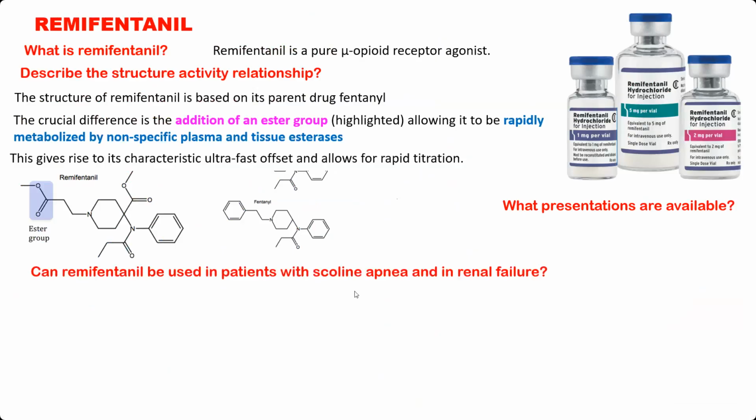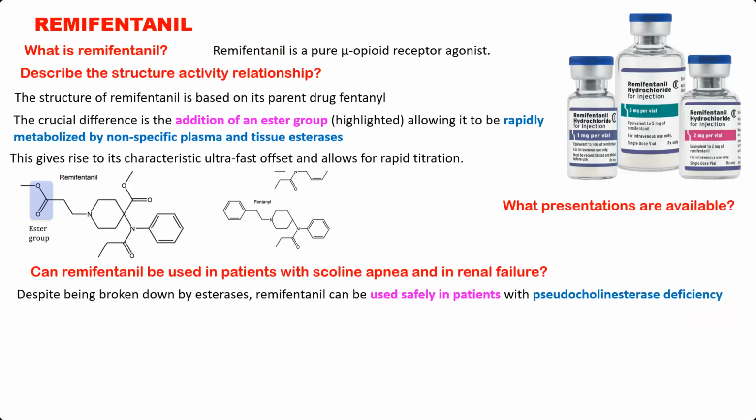Can remifentanil be used in patients with choline apnea and in renal failure? Yes, sir, because it is metabolized by plasma hydrolysis. So it is non-specific plasma esterases. It is not the specific butyrylcholinesterase by which succinylcholine is metabolized. Despite being broken down by esterases, remifentanil can be used in pseudocholinesterase deficiency also. So there is no connection with the pseudocholinesterase which metabolizes succinylcholine. So it can be used in patients with a history or family history of choline apnea. But in renal failure, what can happen? Can it be used or not?